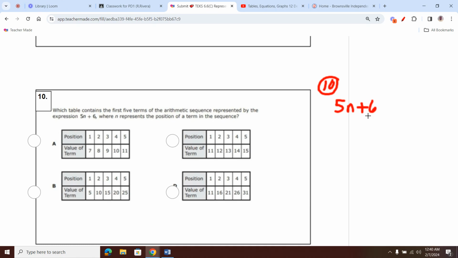So it says, which table contains the first 5 terms of the arithmetic sequence represented by the expression 5n plus 6 and n represents the position of the term? So look what it says. N represents the position. So now I know that position should be getting an N. Now I know that who's the N? That position.